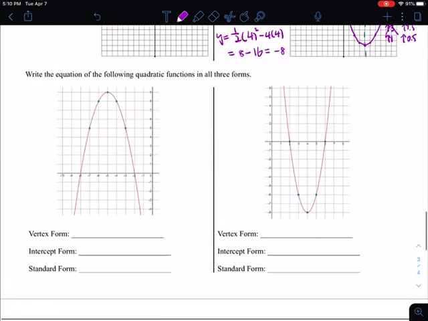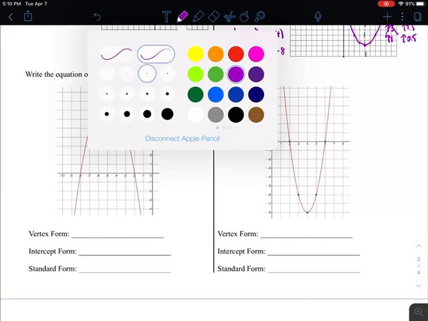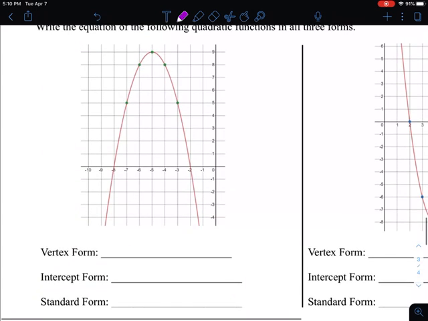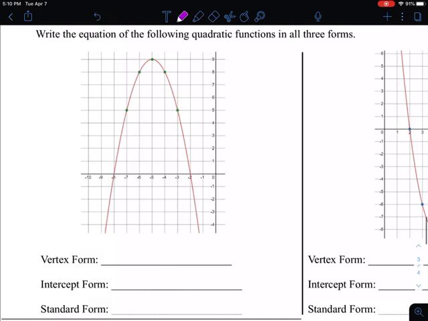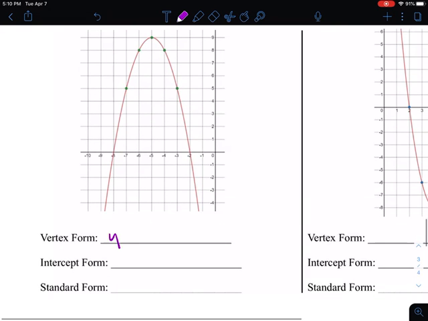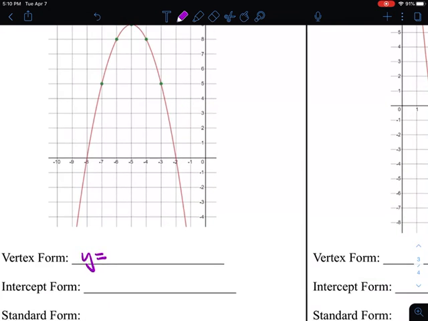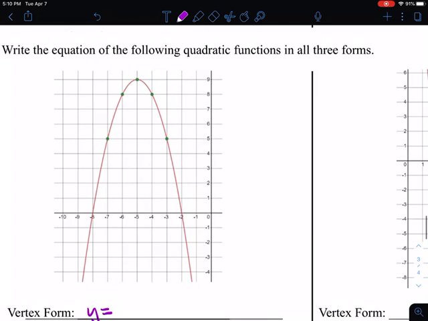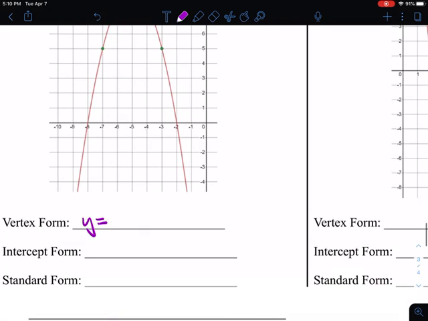All right, and then down here we have the graphs given, but we don't have the equations. So I'll try one of these with you guys. Let's say the one on the left. Let's first do the vertex form. So we have y is equal to, well, where's my vertex? My vertex is all the way up here. That's at (-5, 9).